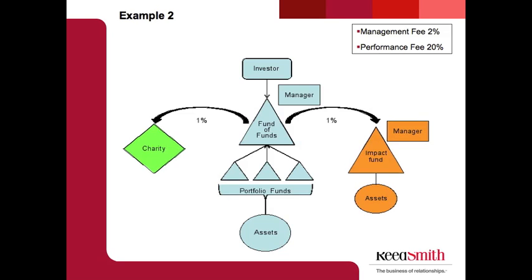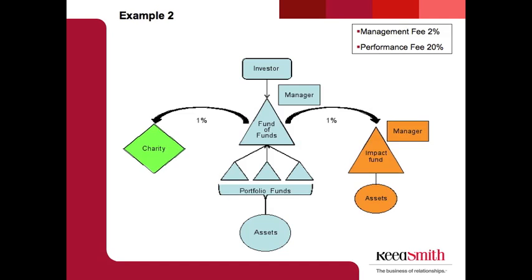And the manager in this structure and the underlying managers have agreed to waive their 2% and donate 1% to charity and allocate 1% into an impact portfolio, which will then be managed by an impact manager. So it's an interesting way of using a purely profit structure to allocate.